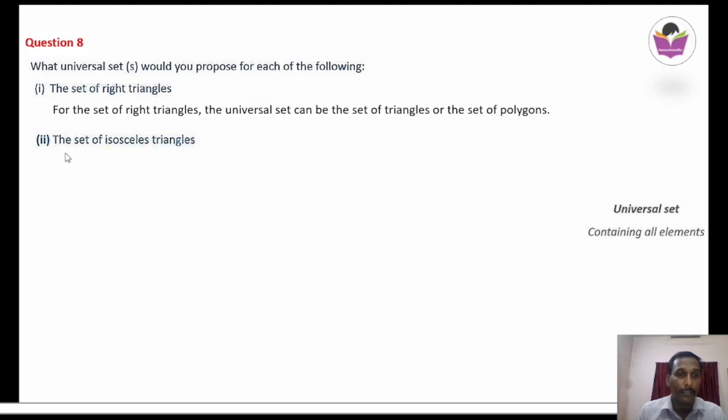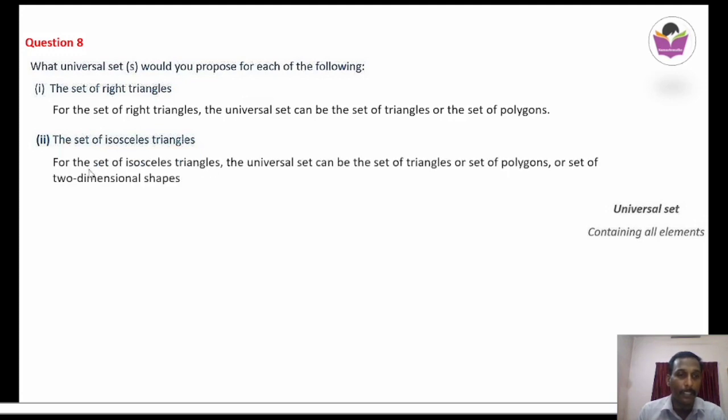So we have to form a set which includes this one. That is what we have to keep in mind. So for the set of isosceles triangles, the universal set can be the set of triangles, or a set of polygons, or a set of two-dimensional shapes. Any one is enough. Here we have mentioned three, but you can choose any one. But the concept should be clear for you.